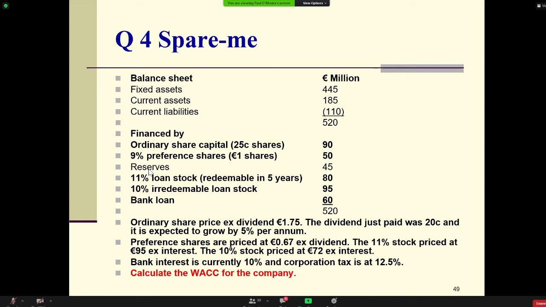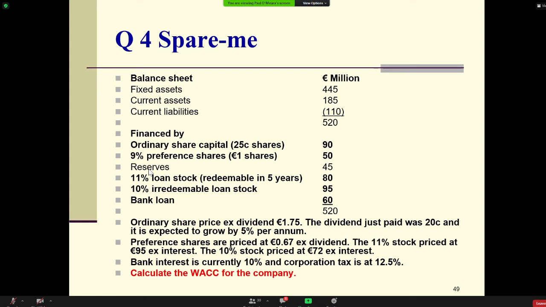This information below here relates to the current market prices of the different forms of finance and the tax rates and maybe the interest rate on the bank loan. They don't tell you the interest rate on the bank loan in the balance sheet. It'll be further in the notes of the company. So the question is calculate the weighted average cost of capital. So what I'm going to do with you is to share maybe the document camera and show you what I would take note of in this question.